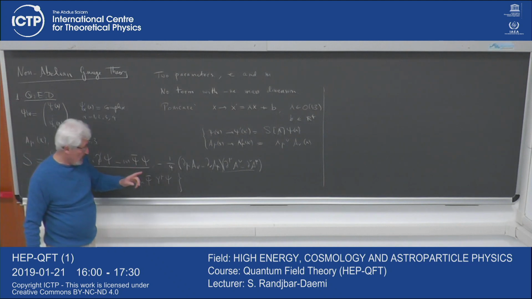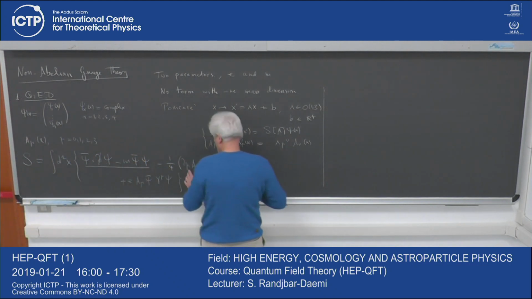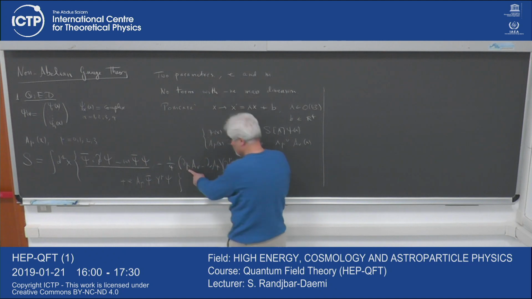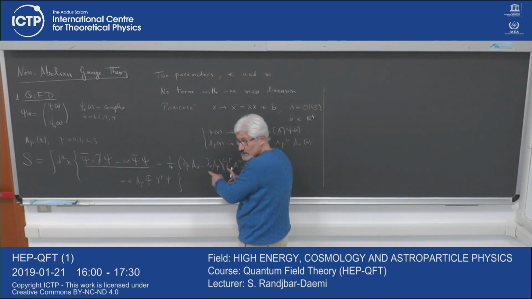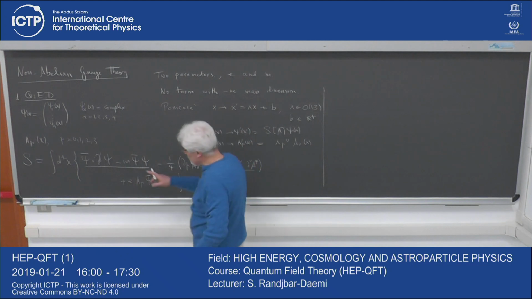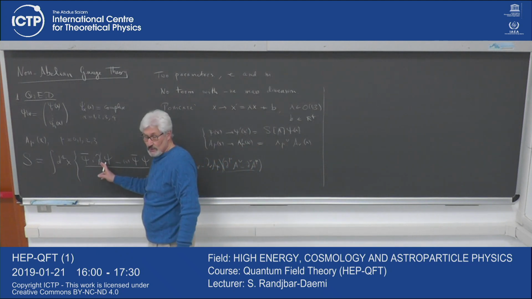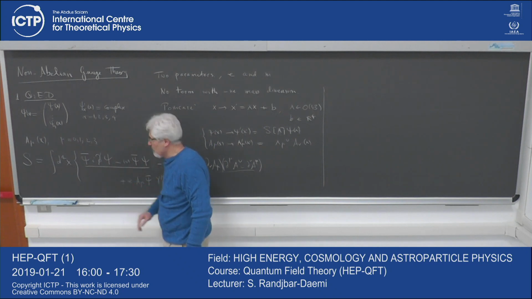There is no term with more than 2 derivatives in it. There is one derivative here, one derivative here. So the product will always have 2 derivatives. The fermionic action has only one derivative, and that you must have seen in the first term why the fermionic action should have only one derivative.